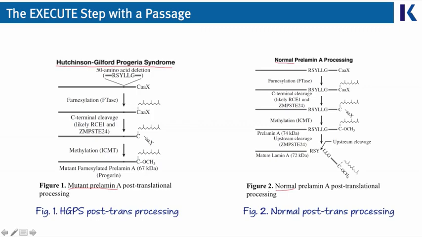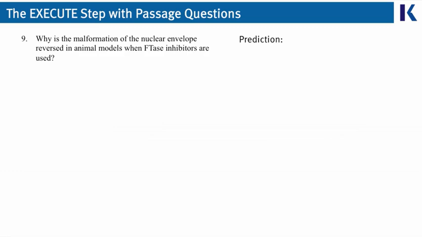Now that we've worked through the passage, let's turn our attention to the questions. Let's start with question 9. An appropriate plan to attack this question would be to go back to the passage and determine what FTase, or farnesyltransferase, does in progeria. There are a few sources of information for this. Paragraph 2, paragraph 3, and the figures actually all deal with farnesyltransferase in some way.